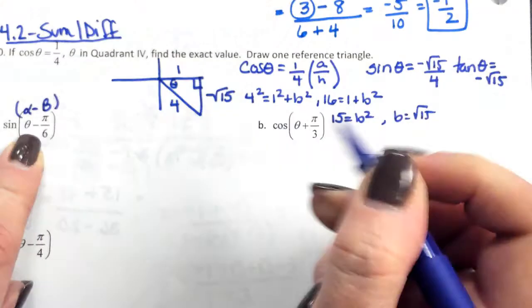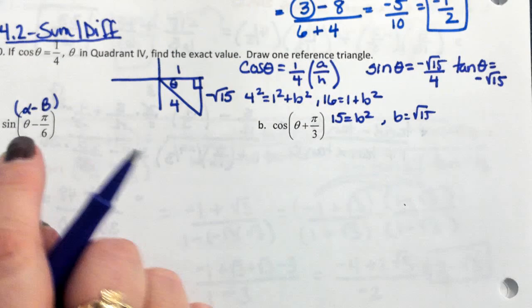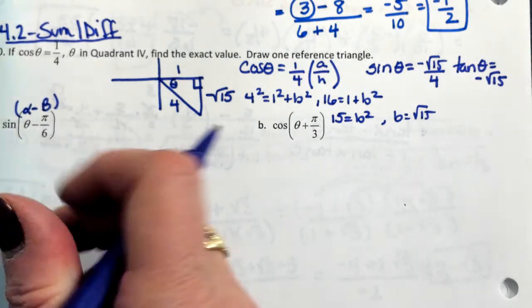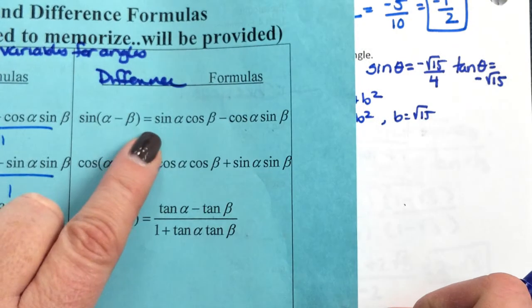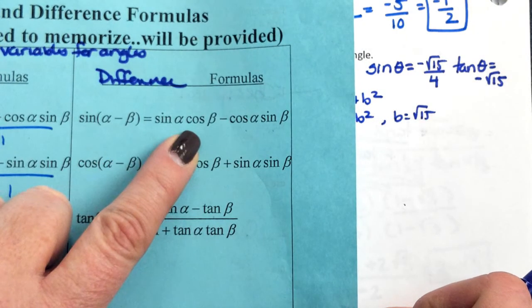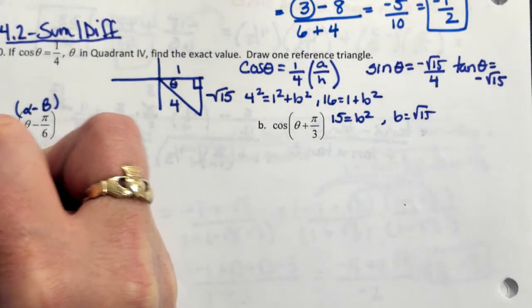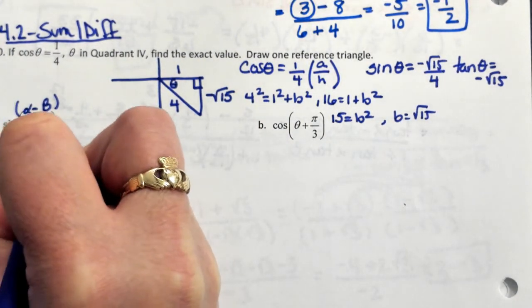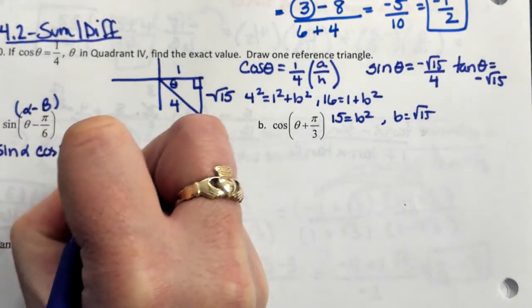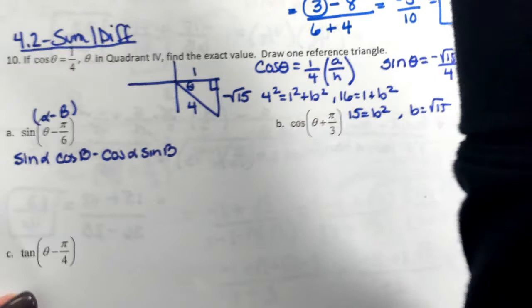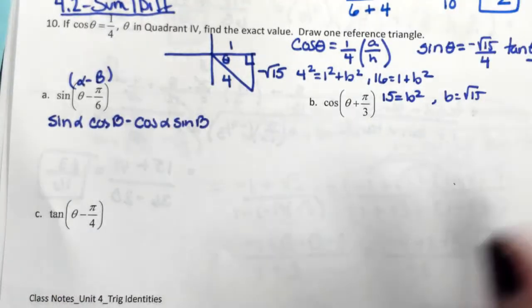So what I want to do from my formula sheet then is I want to look at the sine difference formula. So the sine difference formula, if you look on your blue sheet, is sine of alpha cosine beta minus cosine alpha sine beta. So I'm just going to recopy that right from my blue sheet. So that is my sine difference formula right from my blue sheet.